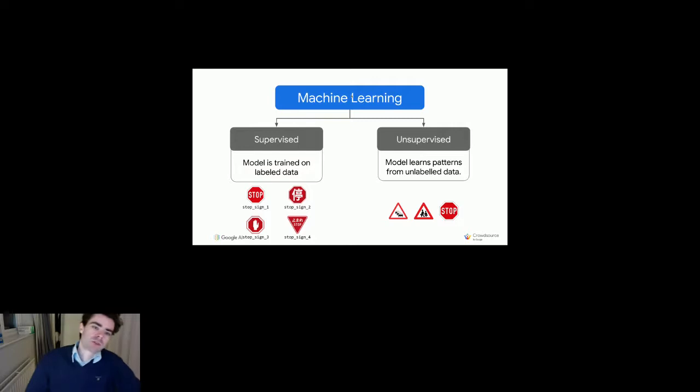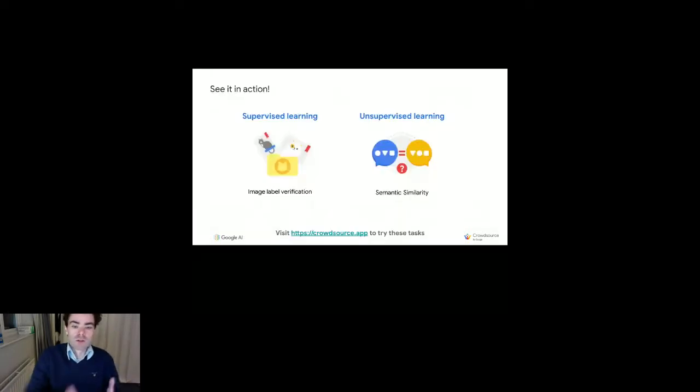Oh, here it's giving you some examples. And you can go to the Crowdsource app. So at the bottom there is a link to the Crowdsource app, where you can try out these machine learning algorithms in action and use them with things around you.